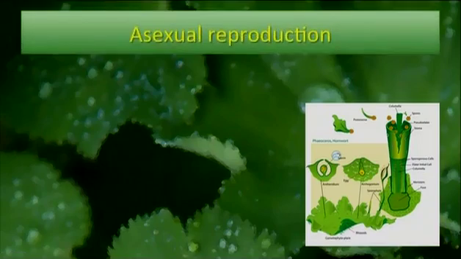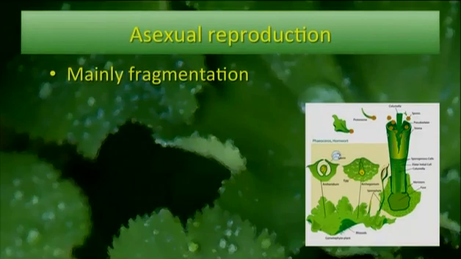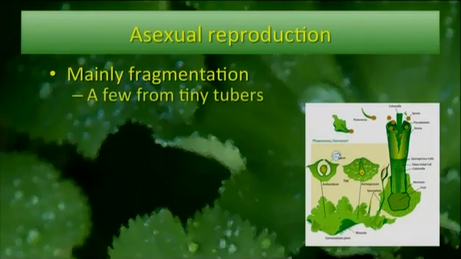Now asexual reproduction is mainly through fragmentation. As the lobes separate from the main part of the thallus, they fragment and they actually become new plants. And there is also some asexual reproduction that occurs through tiny tubers in the hornworts.